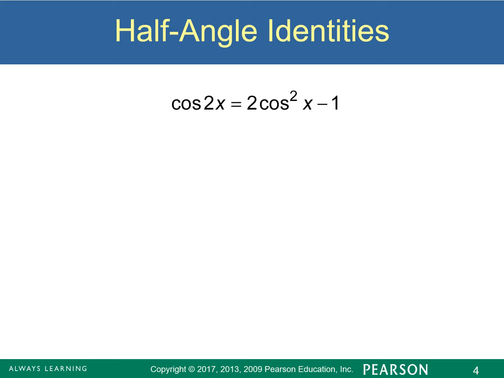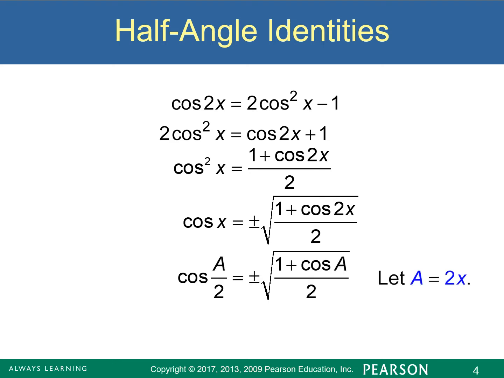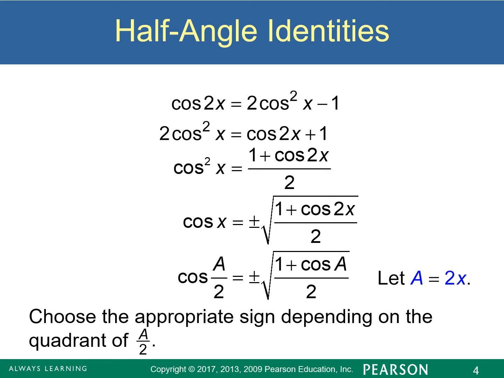Now let's start with cosine of 2x is 2 cosine squared x minus 1, and solve this for cosine squared. Divide through by 2 and take the square root. Make the substitution a is 2x, and I see that cosine of a over 2 is plus or minus the square root of (1 plus cosine of a) over 2. And again, you're going to choose the appropriate sign.